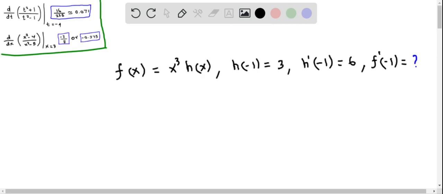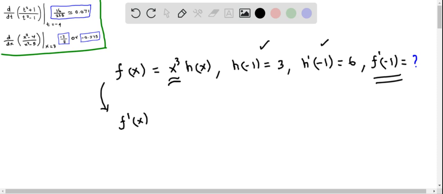We now find this f prime of negative 1. We are given the function f of x equals x cubed times h of x, and we are given the other values like h of minus 1 equals 3 and h prime of minus 1 equals 6. So let's see how to determine this. So first I'm going to find this f prime of x. This is the derivative of the f of x. And here I'm going to use the product rule.